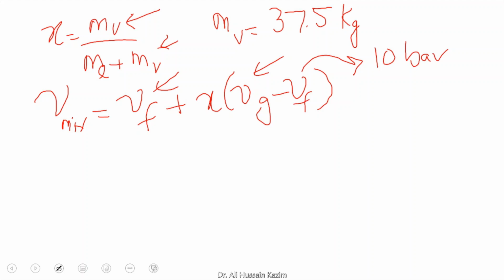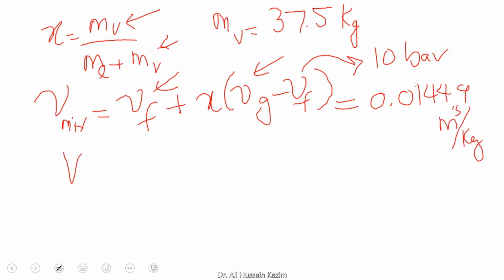Vf is 0.8352 times 10 raised to the minus 3, and Vg is 0.0236. So if we substitute both of these values in the equation, we get V mixture to be 0.01449 meter cube per kg.